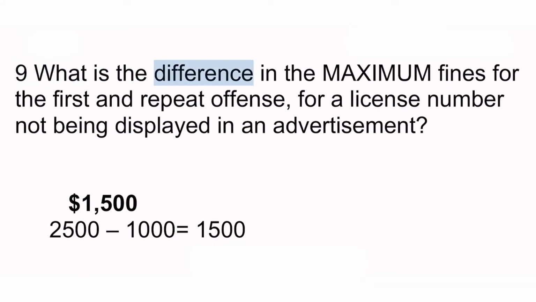9. What is the difference in the maximum fines for the first and repeat offense, for a license number not being displayed in an advertisement? $1,500. 2,500 minus 1,000 is equal to 1,500.